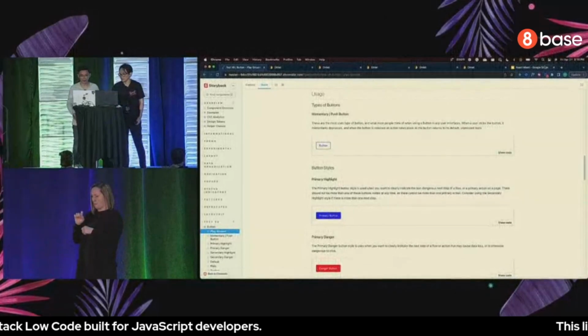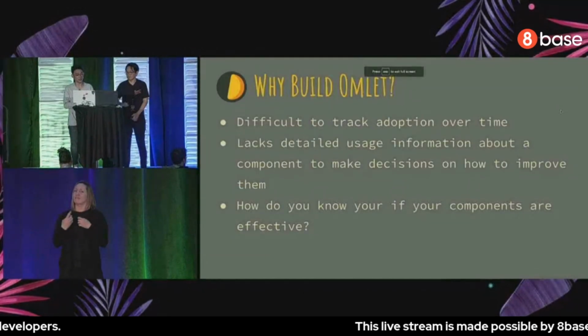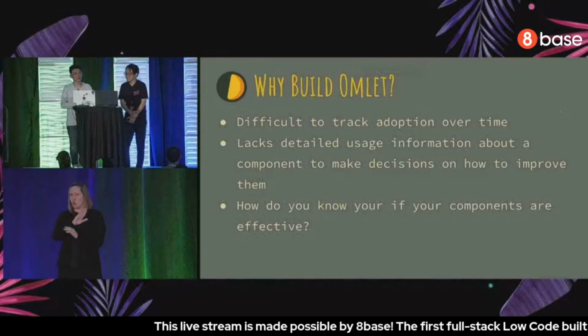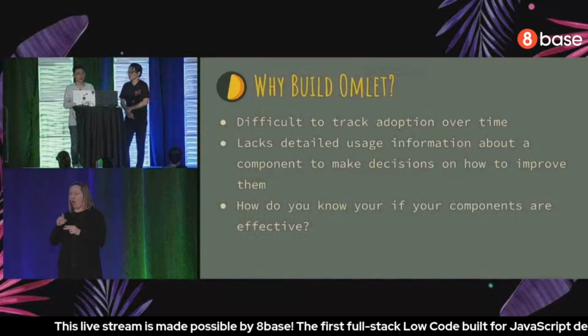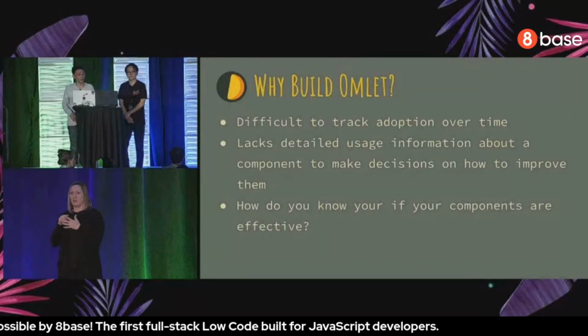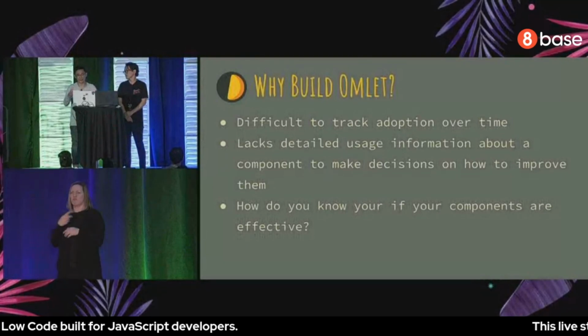I'm more curious, why did you guys decide to build Omlet? Yeah, that's a great question, Hosh'ki. Thanks for asking. Over the past few years, I've spoken to a lot of design system teams from companies like Optimizely, GitHub, Segment, and Shopify. And there are three major themes I heard. The first one is to track adoption over time. And like Hosh'ki mentioned, you have to do a lot of custom work, a lot of heavy lifting to stand that up.